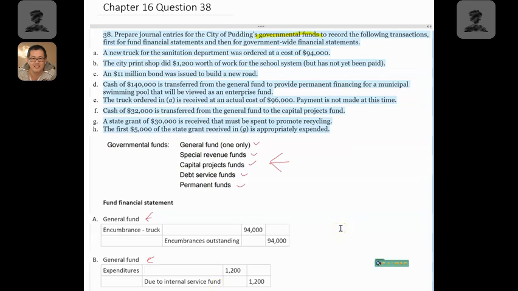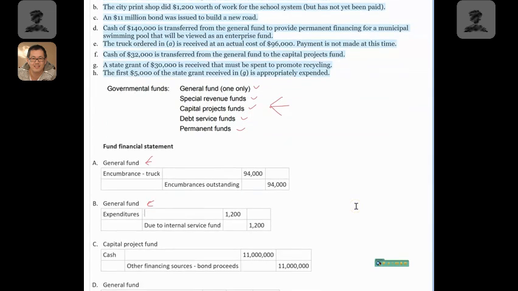And transaction C. An 11 million bond was issued to build a new road. This new road is like a long-term asset or capital project, so this belongs to the capital project fund. The journal entry is to debit cash, because when the bond is issued, the government will get $11 million cash, and then credit other financing sources, bond proceeds. This is a specific account we use for fund statements. It's called other financing sources, bond proceeds. And the dollar amount for both is 11 million.